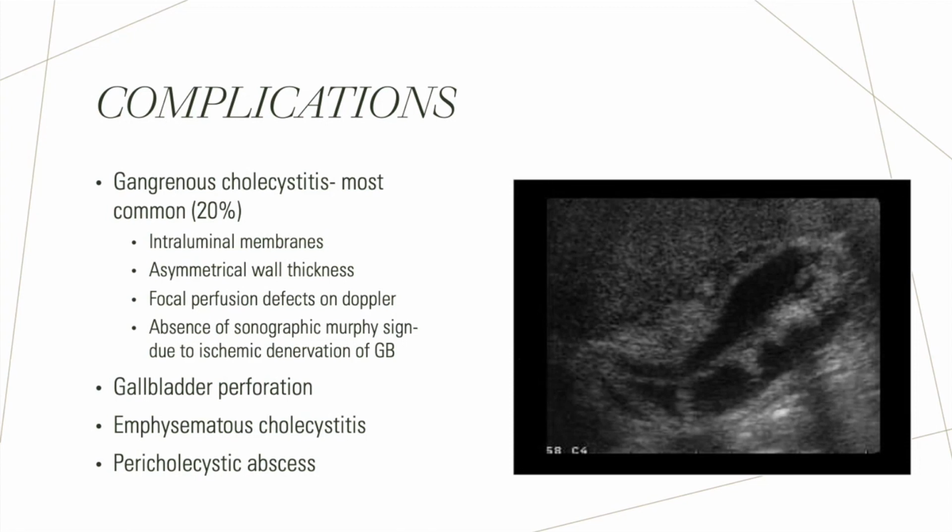And an interesting finding is you may see an absence of sonographic Murphy sign. So this is whenever you look at the patient's gallbladder with the ultrasound probe, and you press on the area right over the gallbladder. You typically have severe pain, and you may see with patients' inspiration, they may have inspiration arrest. So this may be absent due to the ischemic denervation of the gallbladder itself. Other complications: perforation, emphysematous cholecystitis, pericholecystic abscess, and many more.